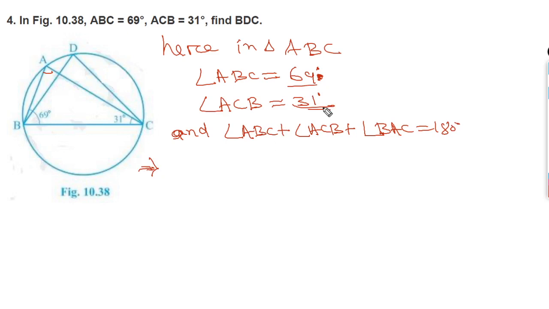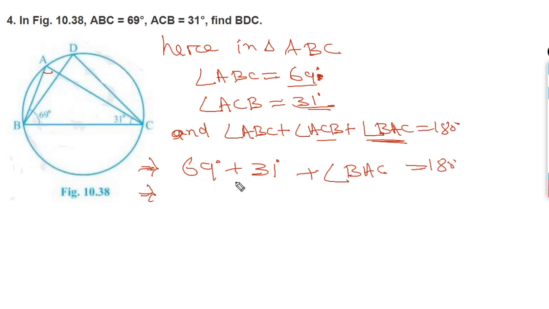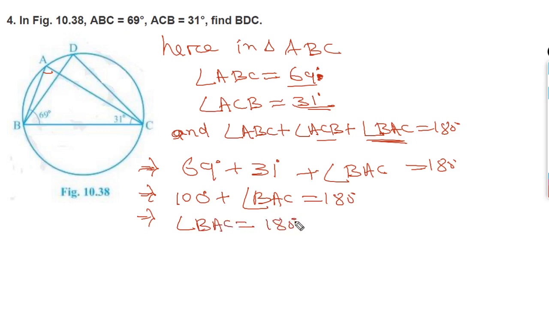So let's write these angles. ABC is 69 degree plus ACB is 31 degree plus this is not known to us, BAC, just write it, equal to 180 degree, implies 69 plus 31 will be 100. So 100 degree plus angle BAC is equal to 180 degree, implies angle BAC is equal to 180 degree minus 100 equal to 80 degree. So we got angle BAC.